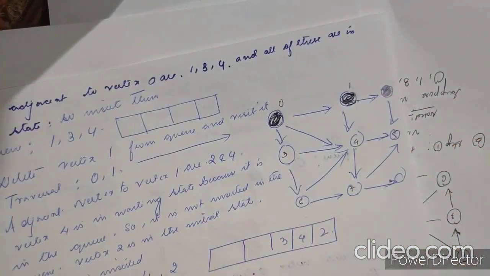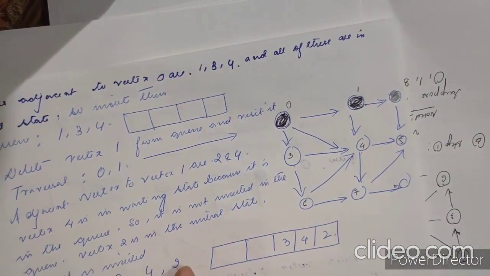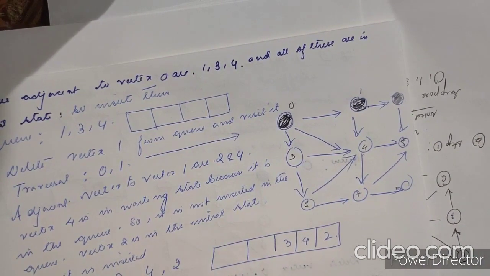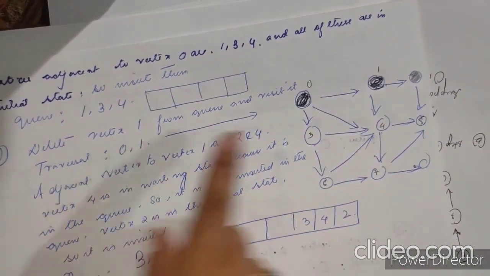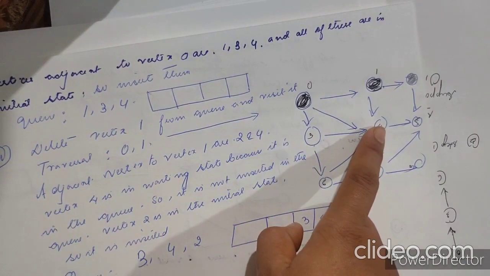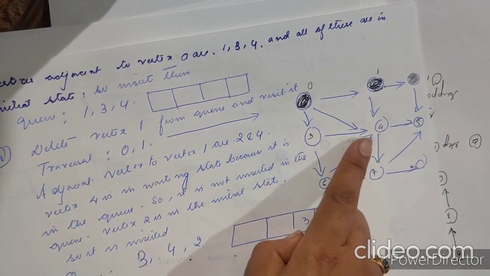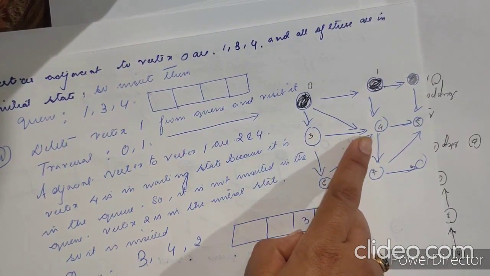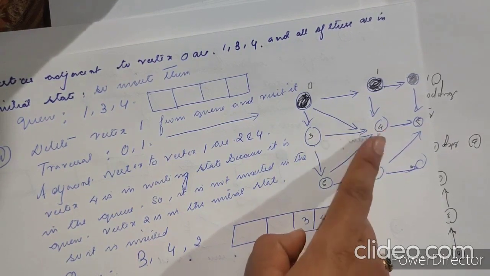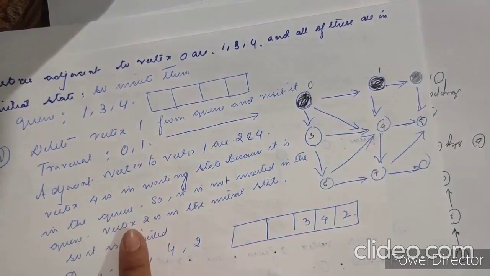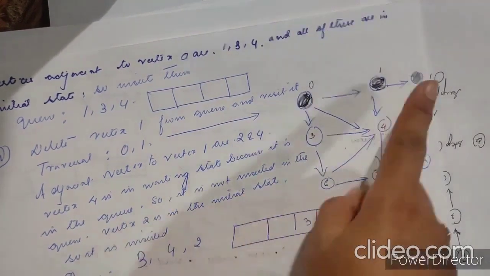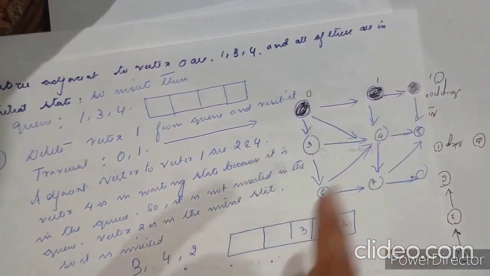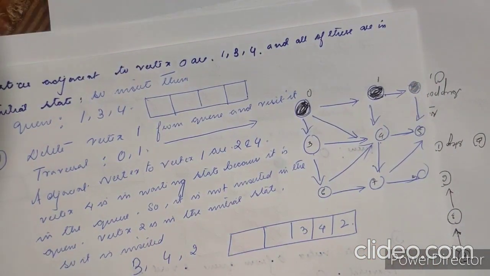Alright. So why we take the concept of waiting is that, you see, vertex 4 is in the waiting state, already present in the queue, so it is not inserted into the queue. The concept of waiting state helps us to avoid insertion of duplicate vertices in the queue. Alright, so you can see that vertex 2 is in the initial state, so I have highlighted it with the gray color.